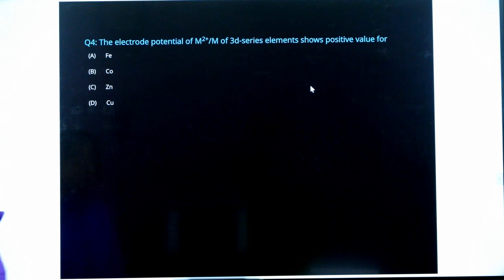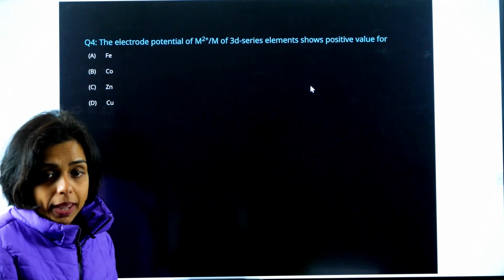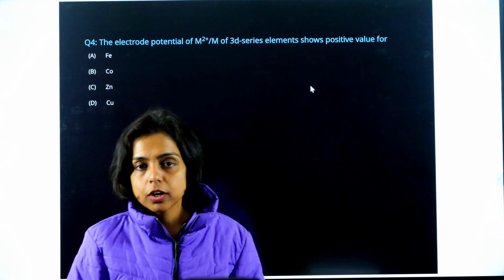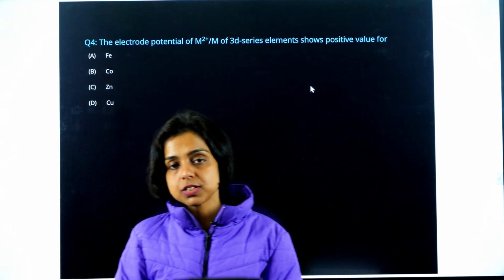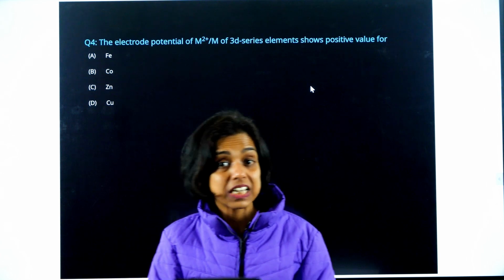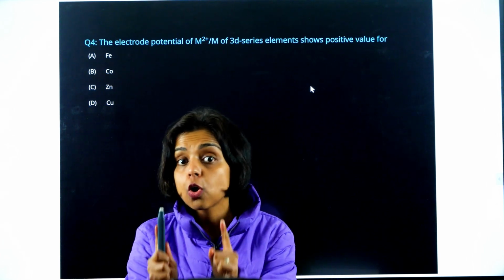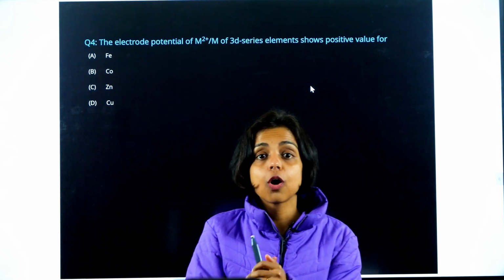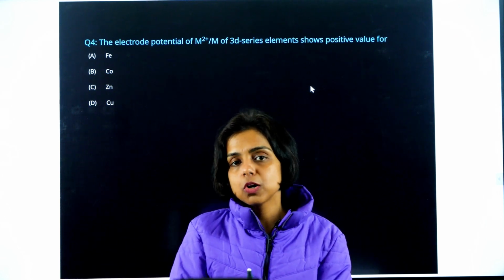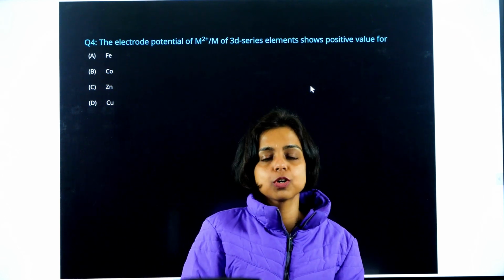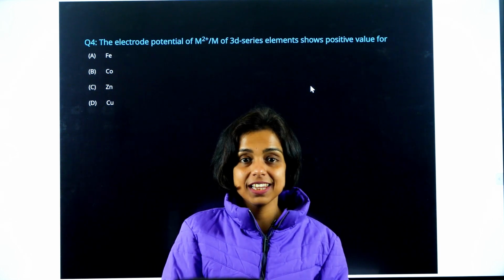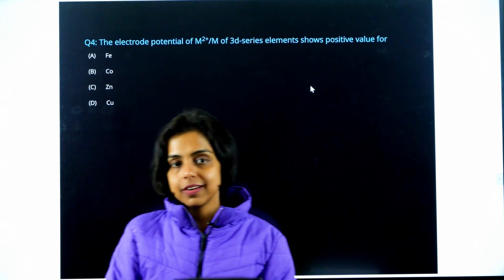The electrode potential of Mn2 positive to Mn for 3D series elements shows a positive value. So I'm sure if you have studied the transition elements, the D block elements, there is a table given regarding the 3D series elements, and you must have noticed in that table that for copper the electrode potential is given as a positive value, right? So it is positive because of low hydration energy and high energy of atomization. Copper in the 3D transition series has a positive electrode potential value.